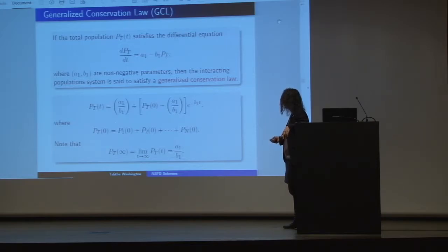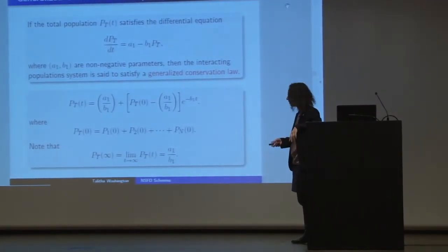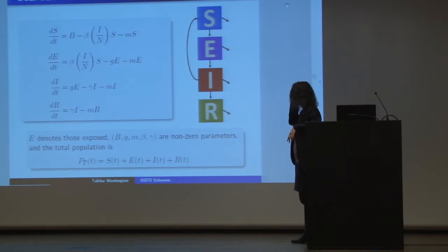We also have that if we send time off to infinity here, this gets knocked out to 0, and it will converge to a sub 1 over b sub 1. So when we discretize, we actually look at the equations. What properties does it have? Does it satisfy a law? Are there different behaviors that it's exhibiting?